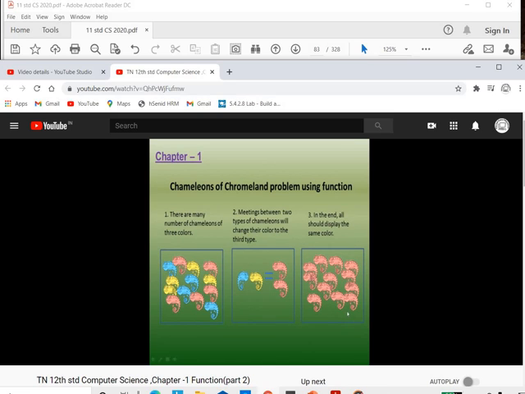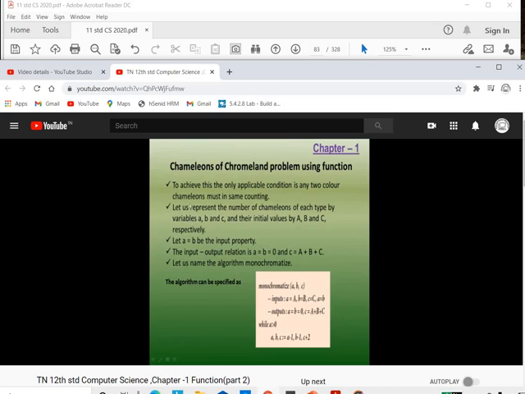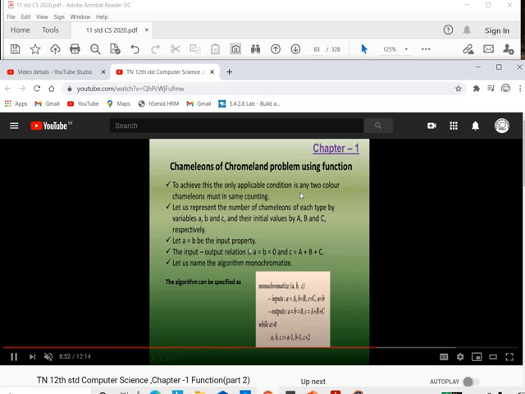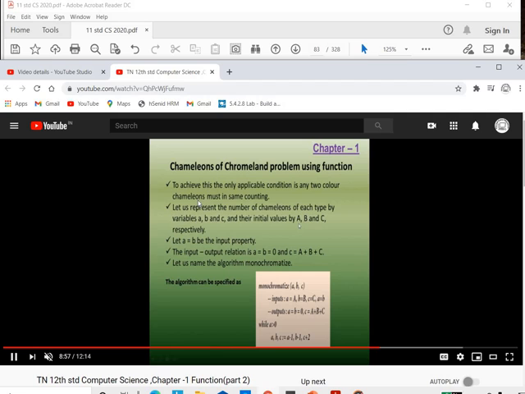For that, we must know the initial number of chameleons for all three colors. To achieve this, the only applicable condition is that any two colors of chameleons must be in the same count. I'll repeat, any two must be in the same count. Let us represent the number of chameleons of each type by the variables A, B and C.